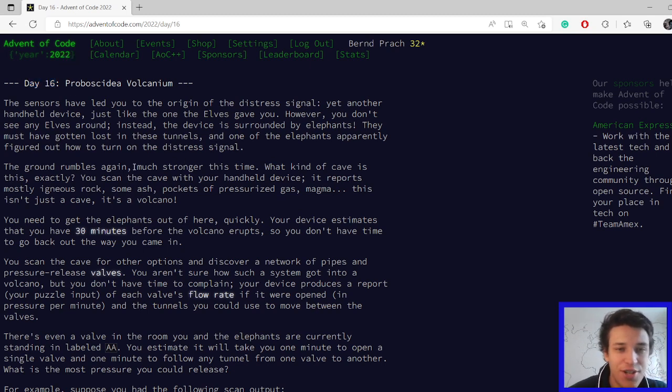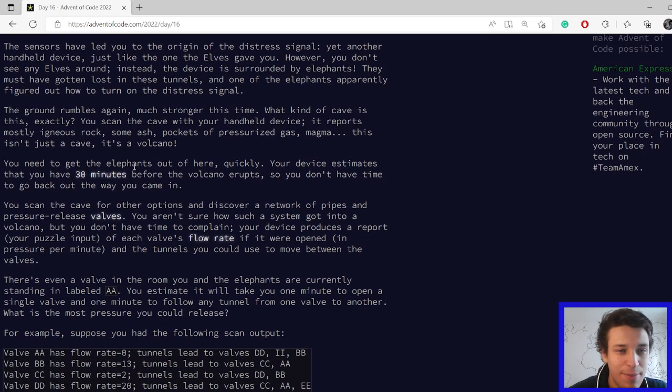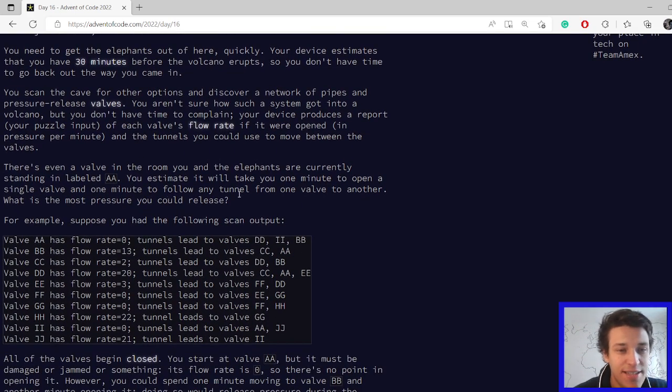This puzzle was quite a challenging puzzle for me. It took me a while to figure it out, but let's have a look into it. So, day 16 was a graph puzzle.